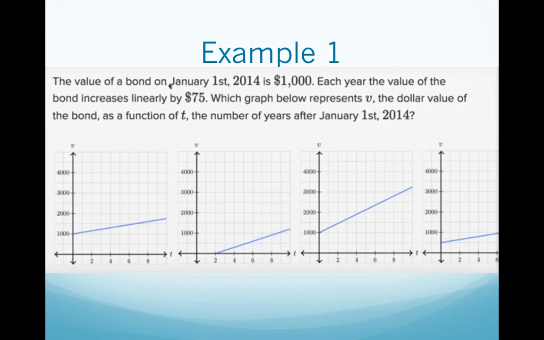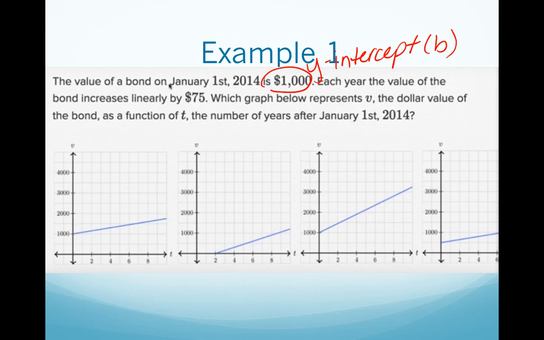So here's an example for us. It tells us the value of a bond on January 1st is $1,000. And then each year the value of the bond increases by 75. So we want to figure out which graph represents that scenario. We're looking for basically the start value of the bond, which is 1,000. So this is our y-intercept, or b, if we needed to model an equation.